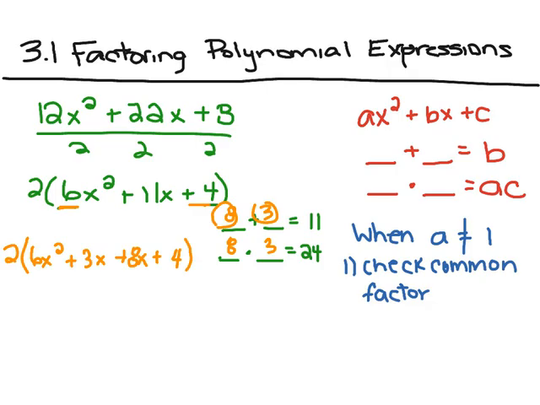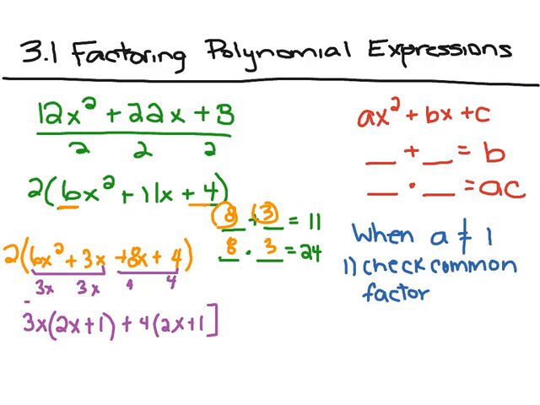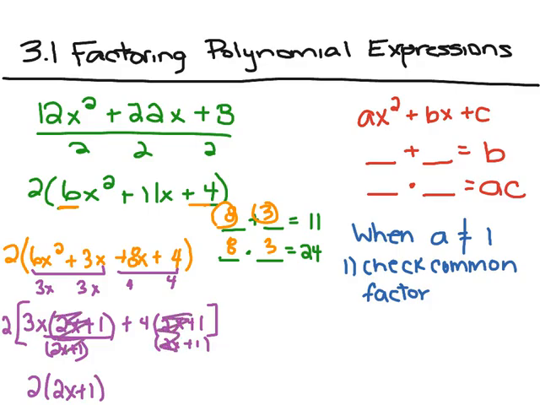Now we're going to break it into two groups. Divide out your common factor. So we're left with 3x times 2x plus 1 plus 4 times 2x plus 1, and all of this is times by 2. And now we divide out our next common factor, which is 2x plus 1. And we're left with 2 times 2x plus 1, and then this cancels and this cancels, times 3x plus 4. And this is our factored trinomial.